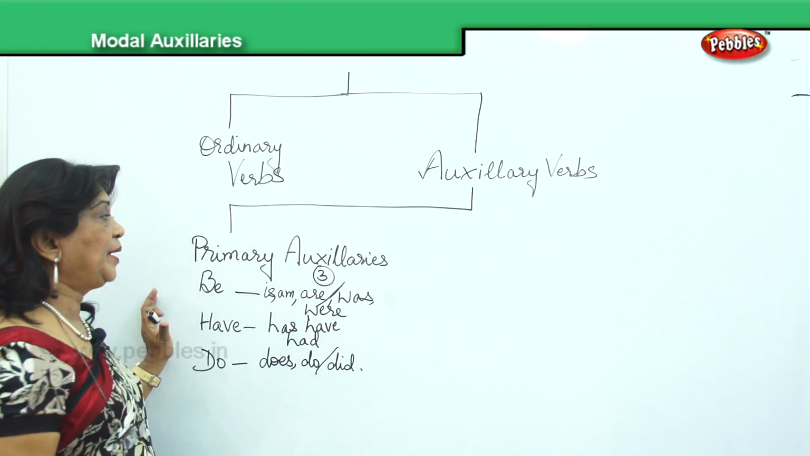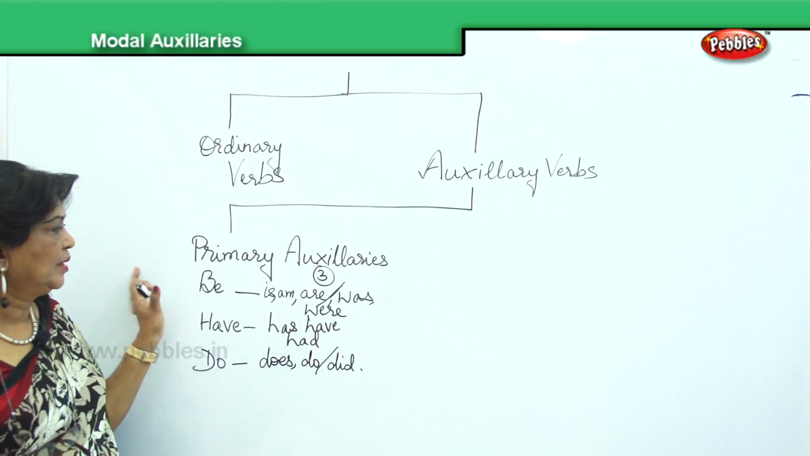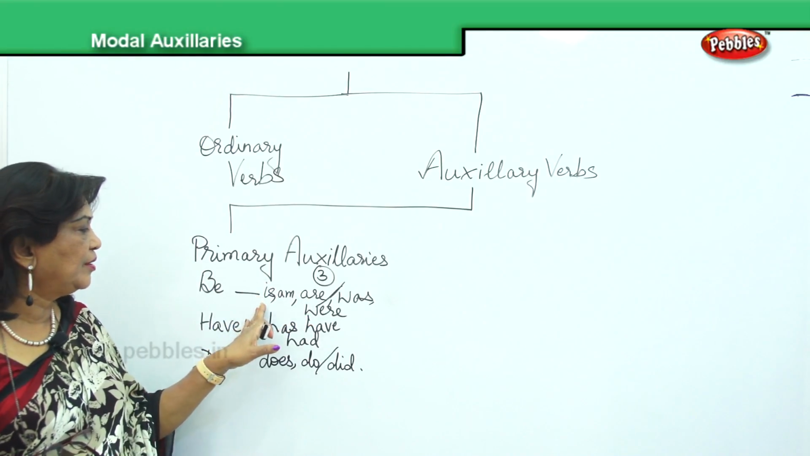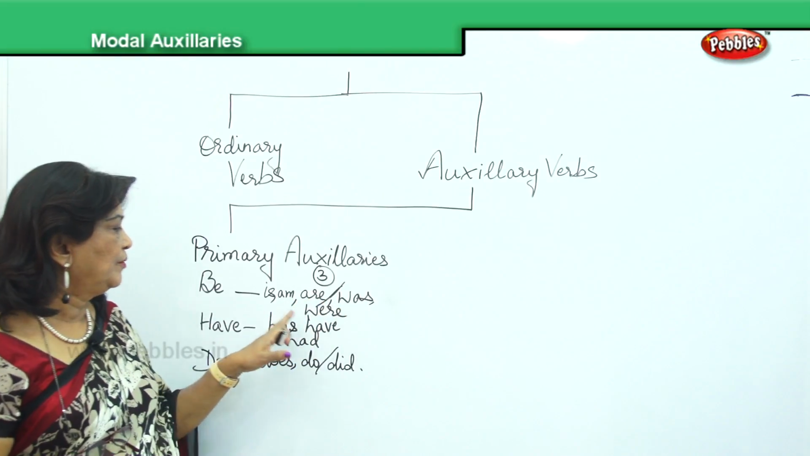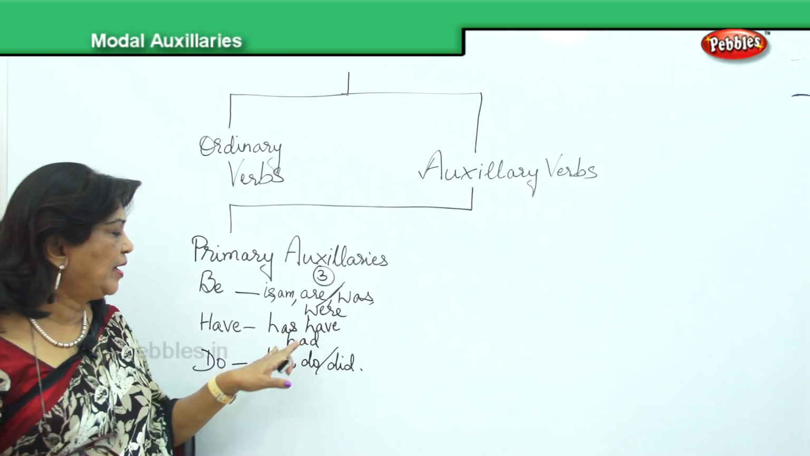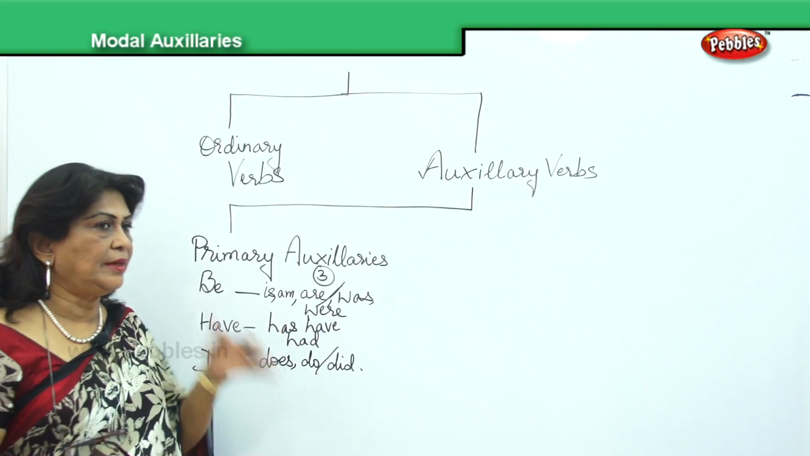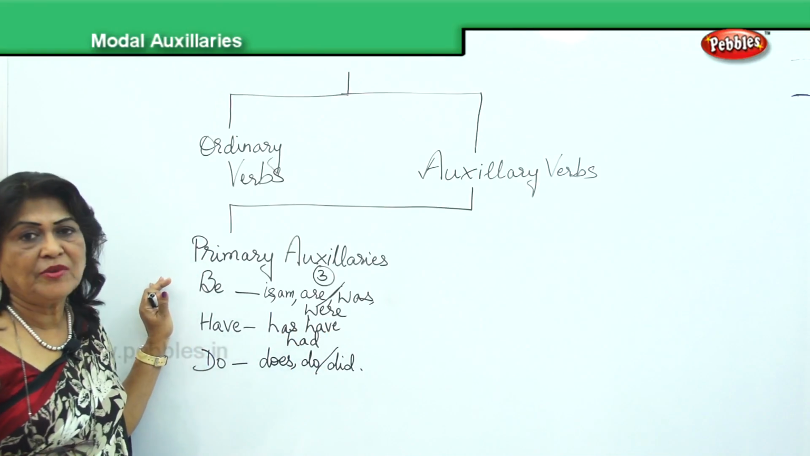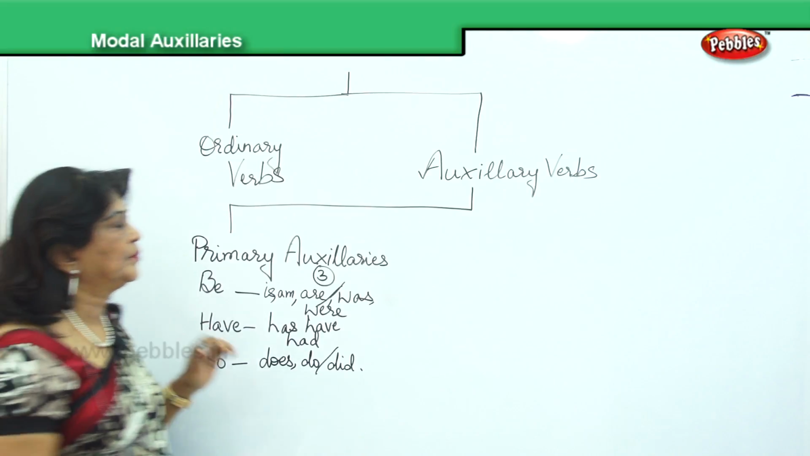See how many primary auxiliaries are here? These three are further divided into 1, 2, 3, 4, 5: is, am, are, was, were, has, have, had, does, do, did. All these are primary auxiliaries.